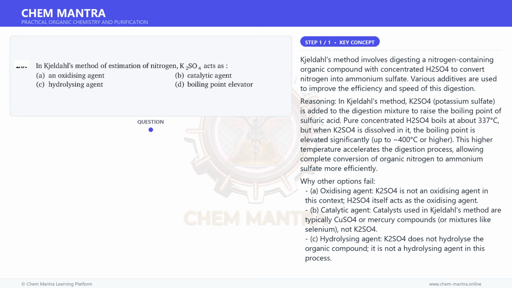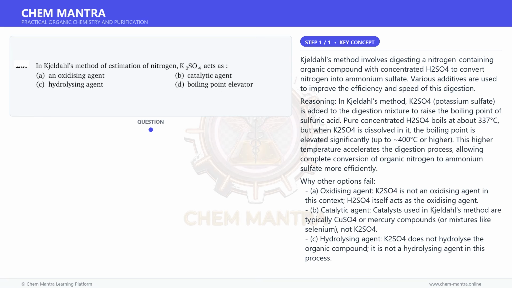Why other options fail? A. Oxidizing agent. K2SO4 is not an oxidizing agent in this context. H2SO4 itself acts as the oxidizing agent. B. Catalytic agent. Catalysts used in Kjeldahl's method are typically CuSO4 or mercury compounds, or mixtures like selenium, not K2SO4. C. Hydrolysing agent. K2SO4 does not hydrolyze the organic compound. It is not a hydrolysing agent in this process.